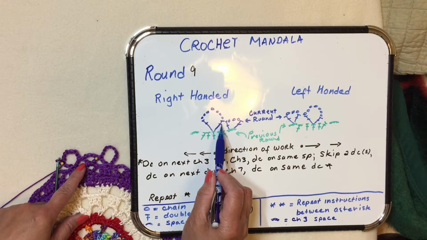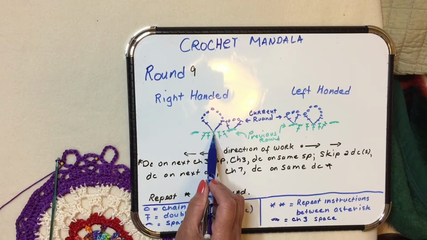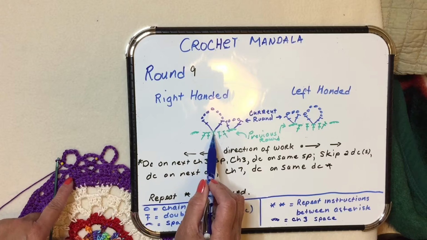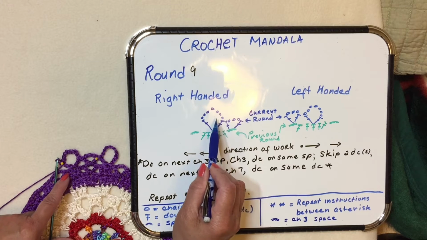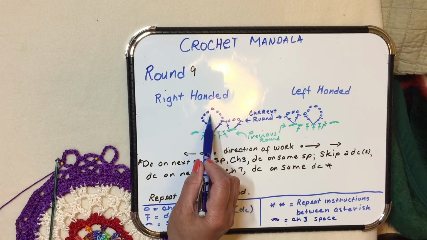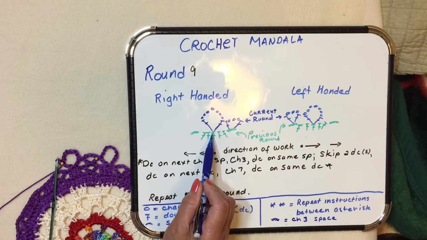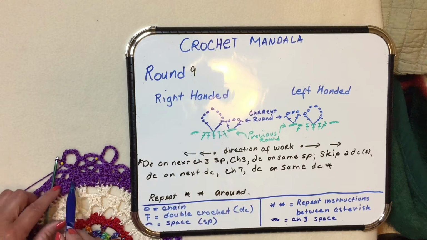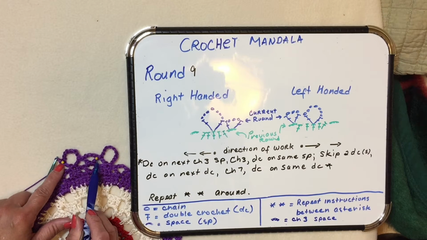Then I double crochet on the third double crochet from the chain 3 space, and then I chain 7 and then double crochet on the same stitch. And as you can see, that is the representation.